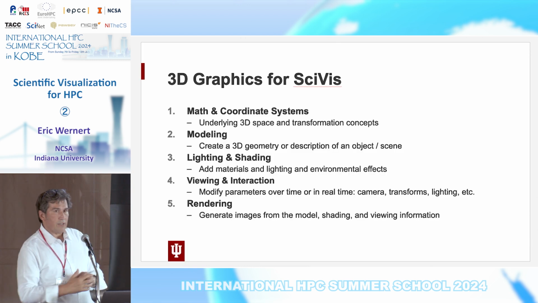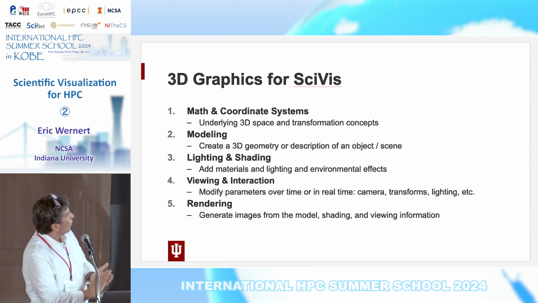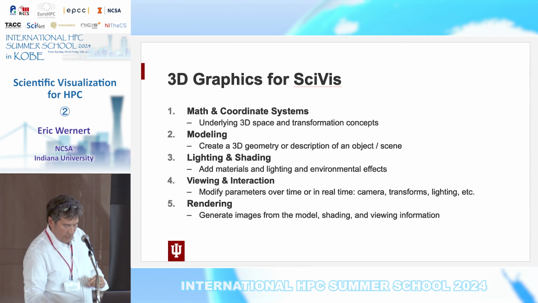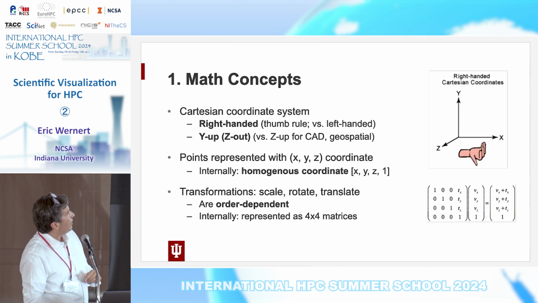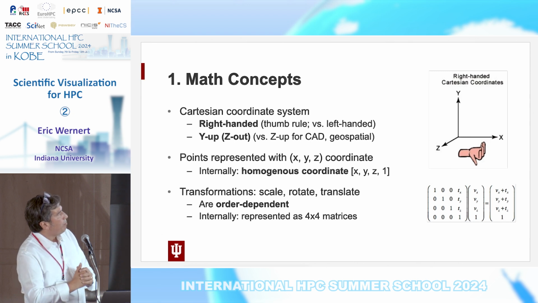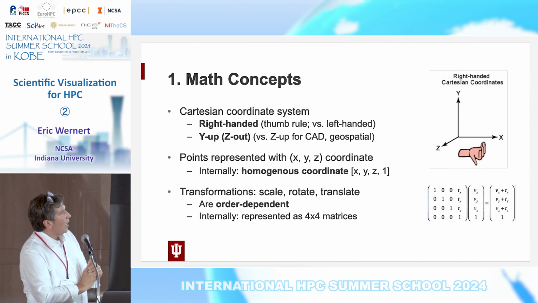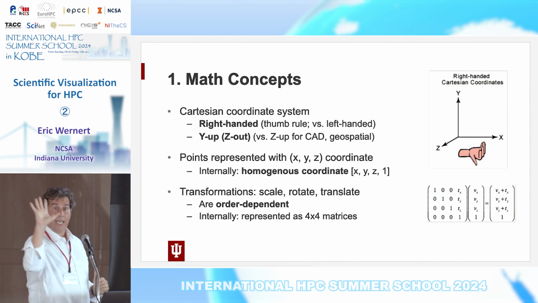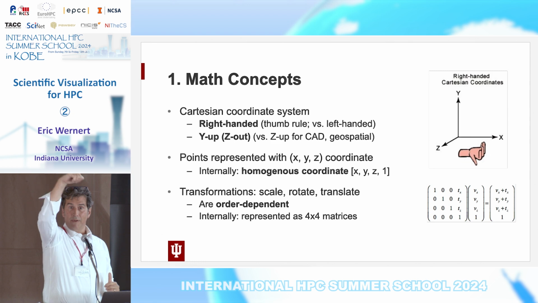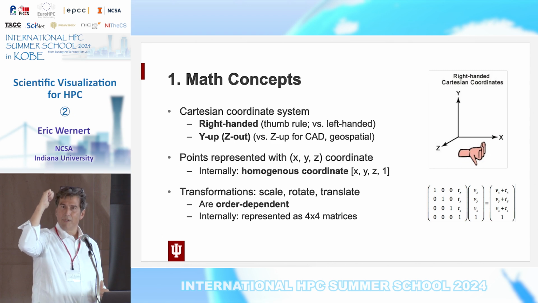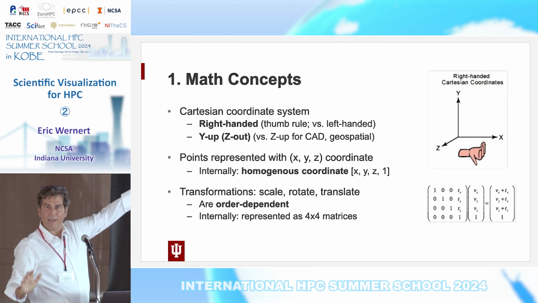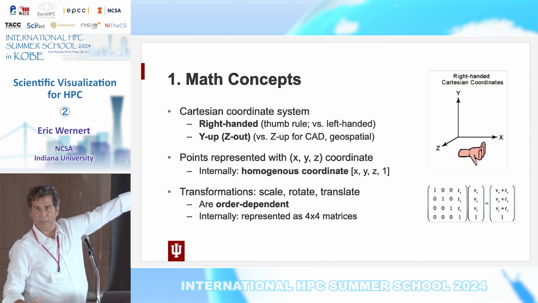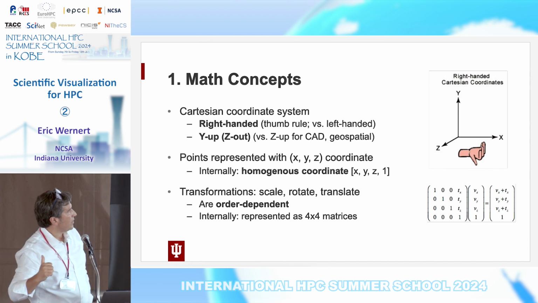Okay. So there's all kinds of things. We could spend an entire week just talking about the math behind 3D graphics. But in a nutshell, we're using a right-handed Cartesian coordinate system. Right-handed meaning that you wrap your fingers from the x-axis to the y-axis, and the right thumb will point towards the positive z-axis. Is it possible to have a left-handed coordinate system? You bet. But we're using a right-handed coordinate system.